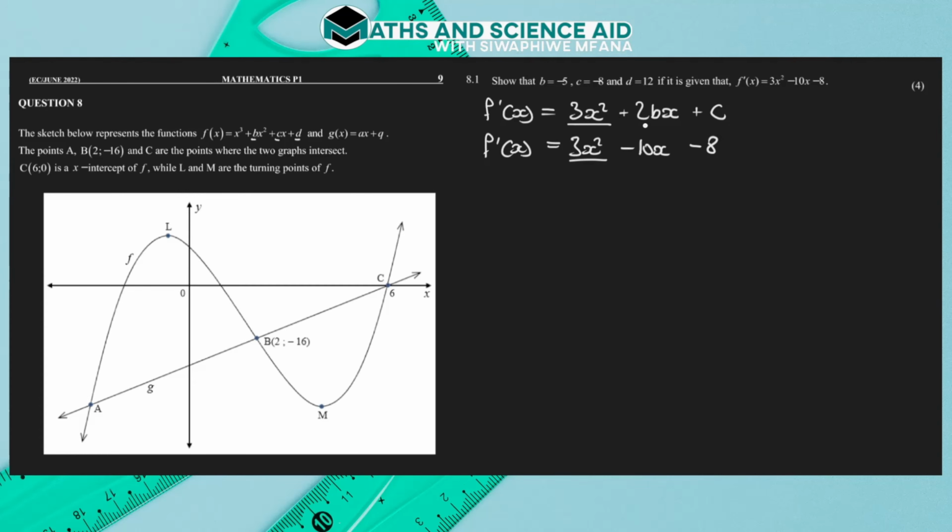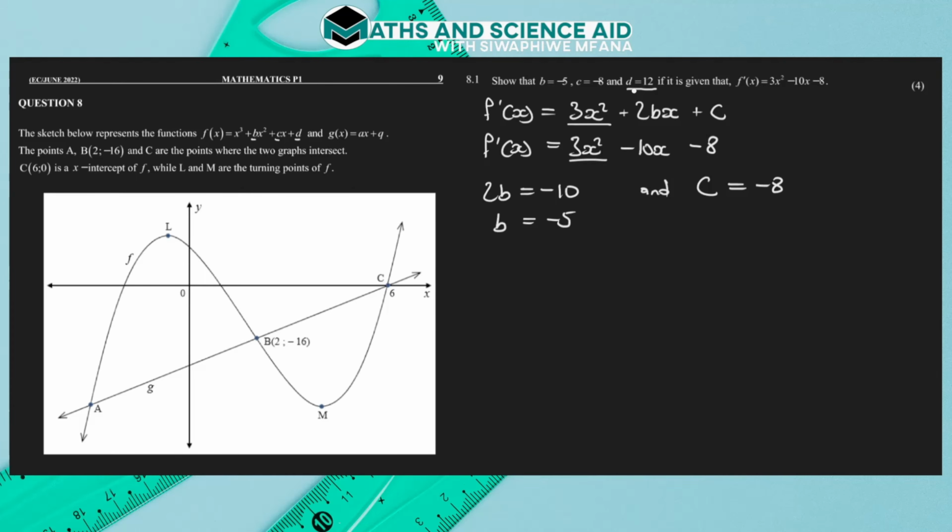This also means that the middle term and the third terms are equal to each other respectively, meaning that we can say that 2b from the first equation equals -10 in the second equation. And we can also say that c equals -8, meaning that b must be equal to -5. So just like that, we have successfully shown that b is equal to -5 and c is equal to -8, which only leaves us with showing the value of d.